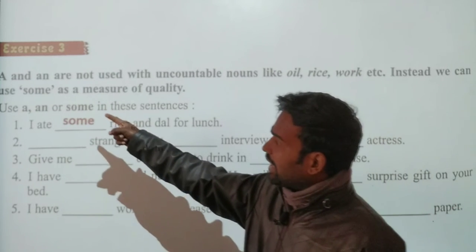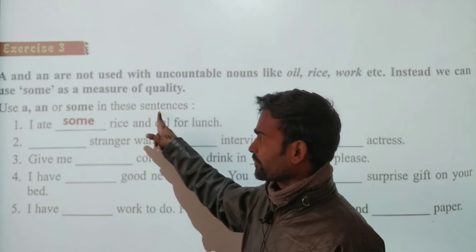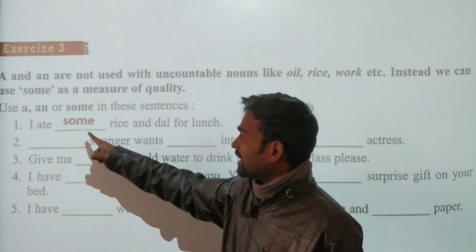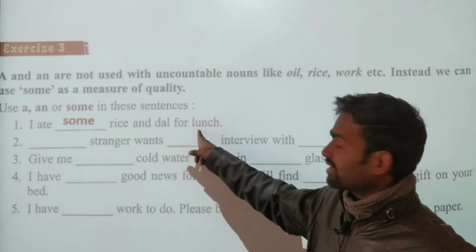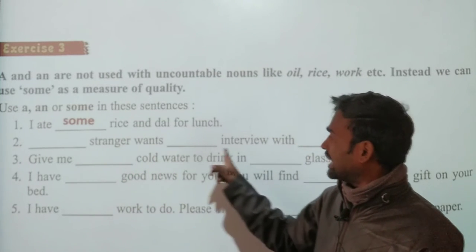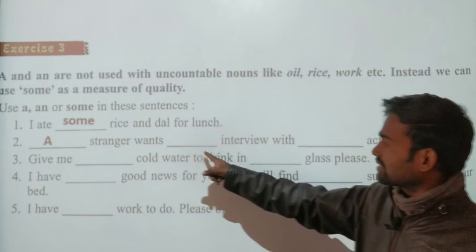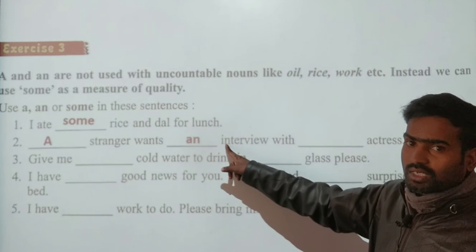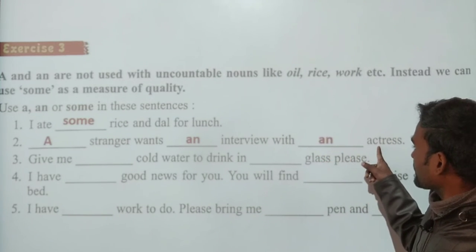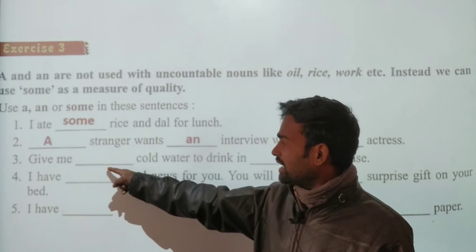We can use a, an, or some in these sentences. I ate some rice, we cannot say one rice. We can say I ate some rice and dal for lunch. Okay? And the next one, a stranger wants an interview with the actress. A stranger wants an interview, because the next word is a vowel, an interview with an actress.